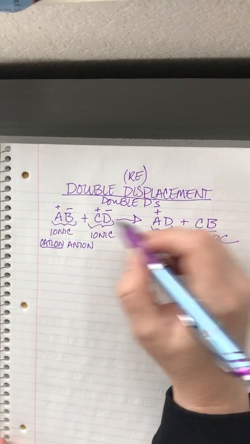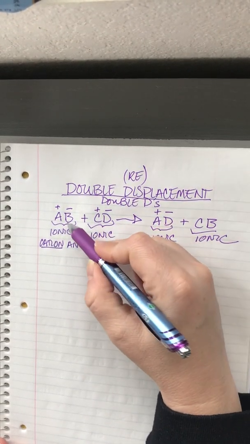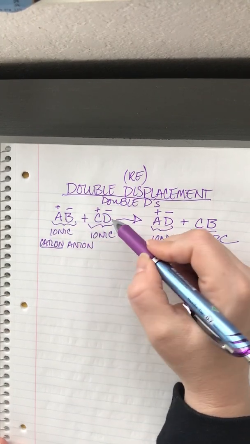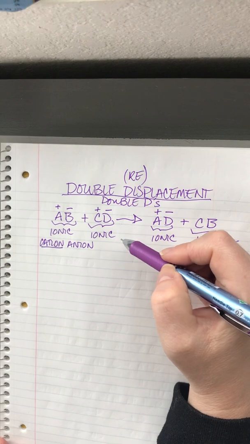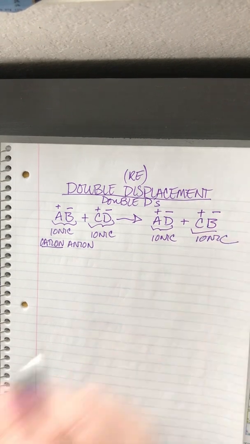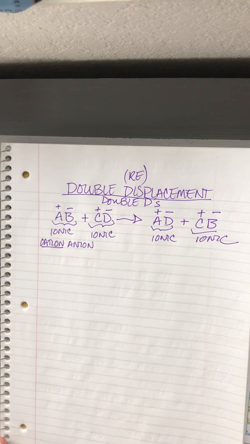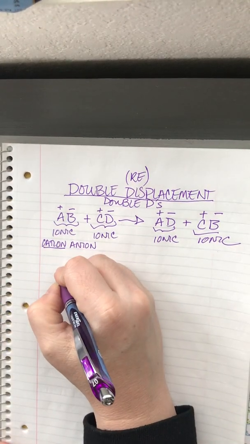So I have A hooking up with D because D is an anion. And same thing for these guys. I can't have BD because B and D are both anions. So I have C is a cation and B is an anion. I like to call this one the swing your partner do-si-do. Everybody's changing partners, but the only way they can change partners is by still having cation-anion pairs on the product side. So let's look at an example of that.